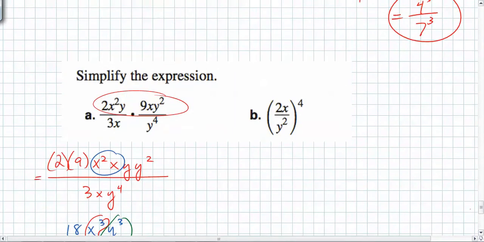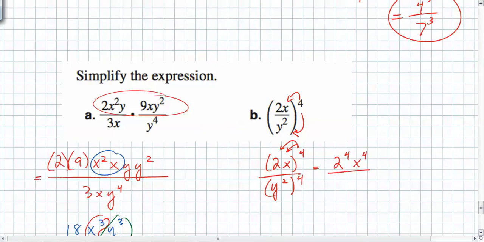Moving on to the next question, (2x over y squared) to the 4th. You have to bring this 4 into both the top and the bottom. So that's going to be (2x) to the 4th over (y squared) to the 4th. And now you distribute the 4 in both things. So it's going to be 2 to the 4th, x to the 4th over y to the 2 times 4. So that's going to be 2 to the 4th. You can do that. 2 times 2 is 4, 8, 16. 16x to the 4th over y to the 8th.